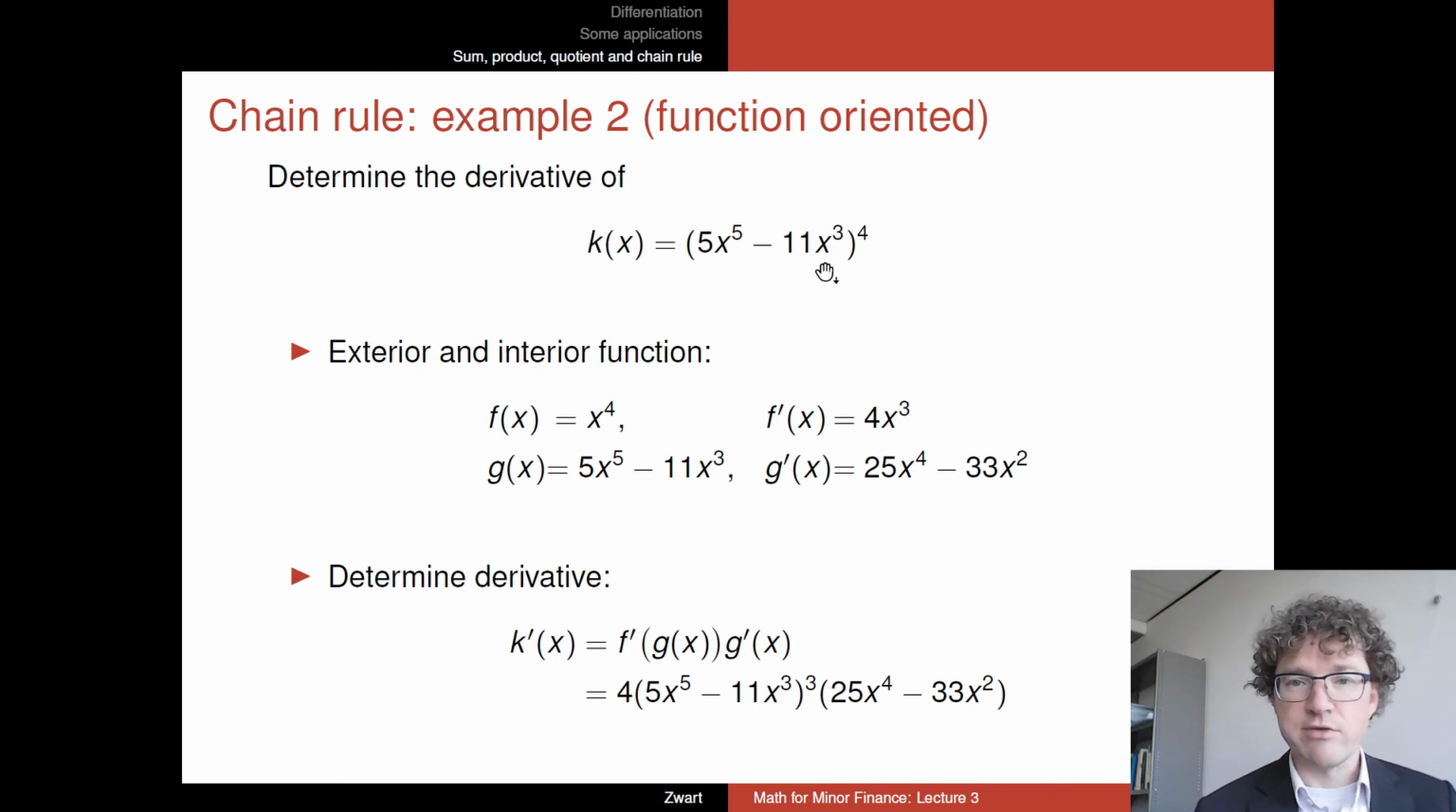So the exterior function is this raising to the power 4. So we might say f of x, the exterior function, is x to the power 4. We can compute easily now what the derivative of f is. That's 4 times x cubed.